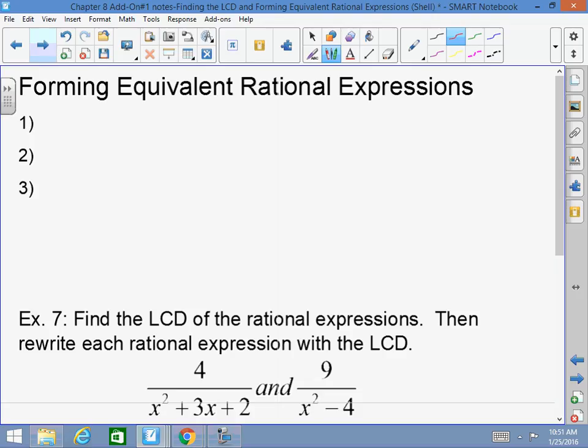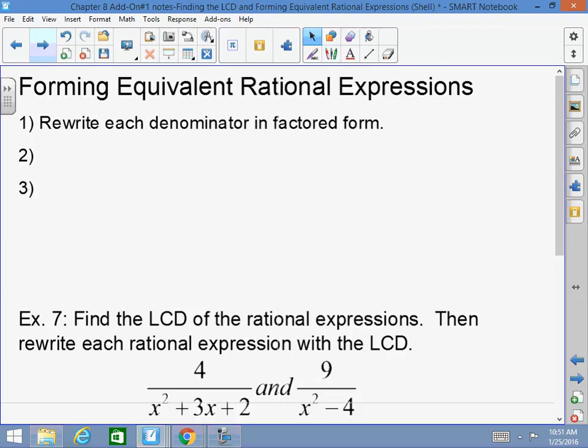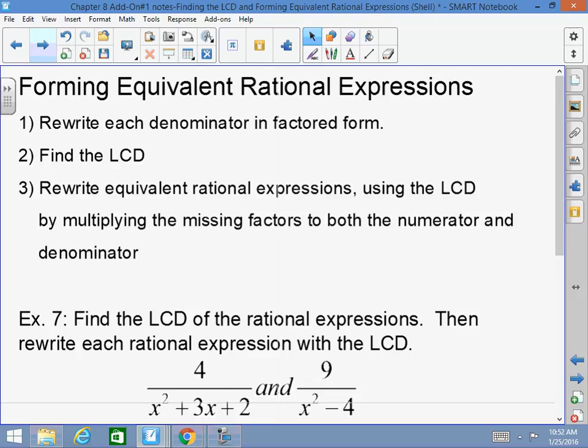Now, forming equivalent rational expressions. This is the next step. After you found the LCD, now we got to form an equivalent expression. So, you rewrite each denominator in factored form. You find the LCD, and then you rewrite the equivalent rational expression using the LCD by multiplying the missing factors to both the numerator and denominator.